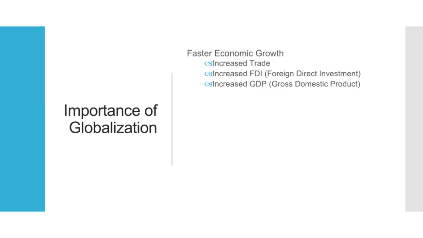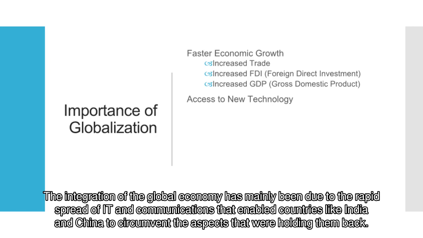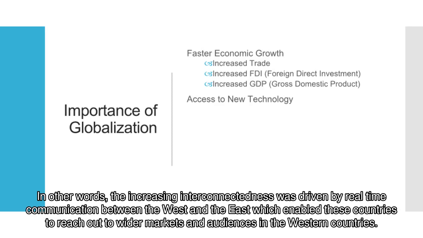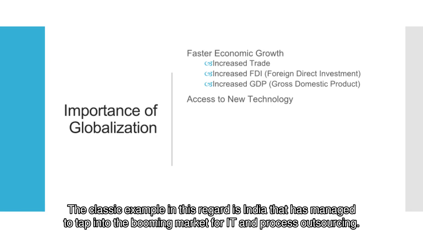This significantly contributed to increasing the interactions between different regions of the world in the form of FDI and thus increased GDP. The integration of the global economy has mainly been due to the rapid spread of IT and communications that enabled countries like India and China to circumvent the aspects that were holding them back. In other words, the increasing interconnectedness was driven by real-time communication between the West and the East, which enabled these countries to reach out to wider markets and audiences in the Western countries.